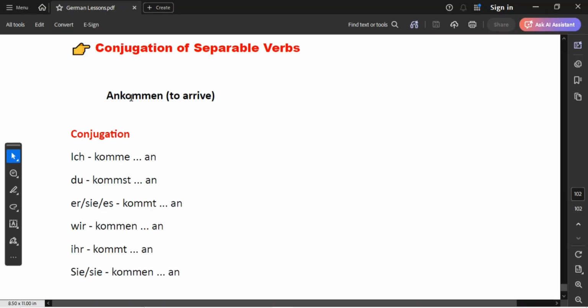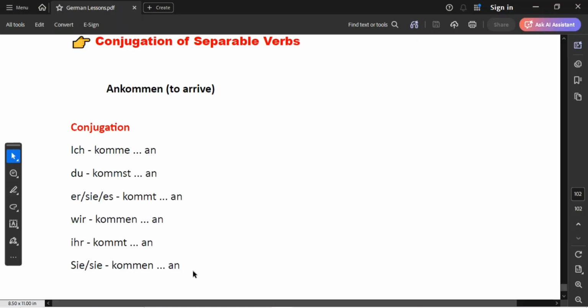So we'll just go ahead and conjugate kommen. That's what we have. When you conjugate kommen with ich, you are going to get ich komme. Then the prefix goes am Ende, and the prefix is an. Du, it will be kommst, the prefix goes am Ende. Er, sie, es will be kommt, the prefix goes am Ende. Wir kommen, prefix goes am Ende. Ihr kommt, the prefix goes am Ende. Sie, it will be kommen, the prefix goes am Ende.